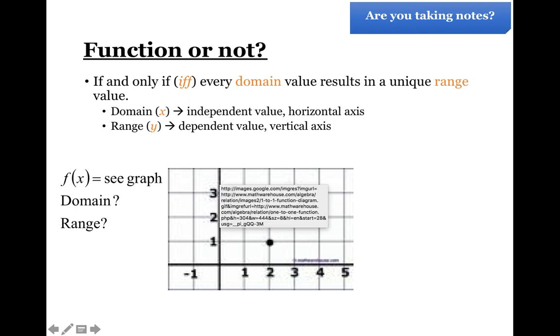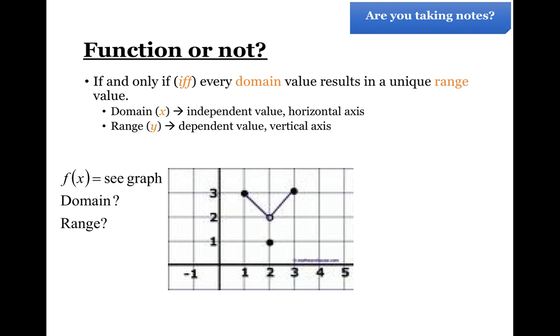It's only a function if you have every x has just one y. You can't have an x value that results in multiple y values because that would not follow the vertical line test. It wouldn't pass the vertical line test. So we see this right here. This is what we refer to as f of x. It's like y, but it's y for a function, so it's called function notation.